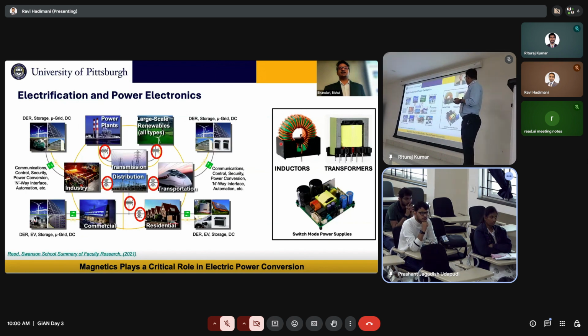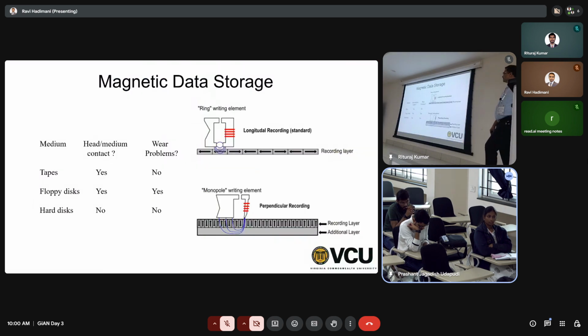Okay, so that's all soft magnetic material. And the hard magnetic material is in motors and generators. Any questions so far? Okay, let's move on then.